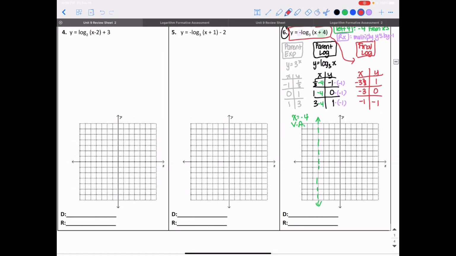Then I plot these points: -3 and 2/3, -3 and 0, and -1 and -1. And then I connect them, making sure I don't touch that vertical asymptote. My domain is starting at -4, going to +infinity. -4 is not included. And then range is always -infinity to +infinity for logarithms.